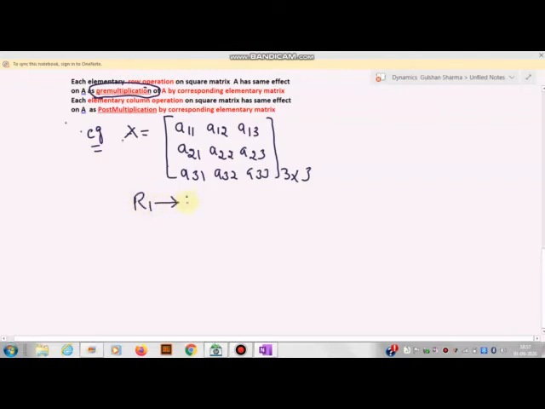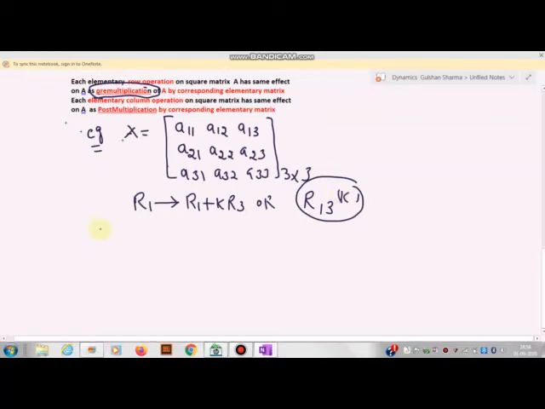I am applying the operation R1 plus k times R3, k times R3. I am applying this operation, or I can write this operation as R13(k). So this also means that I am applying the operation R13(k). It means that in the row R1, I have added the third row multiplied by k, that is, to R1 I added row R3 multiplied by k.